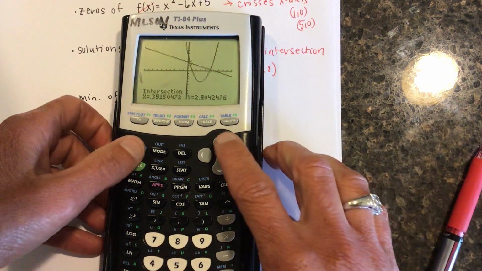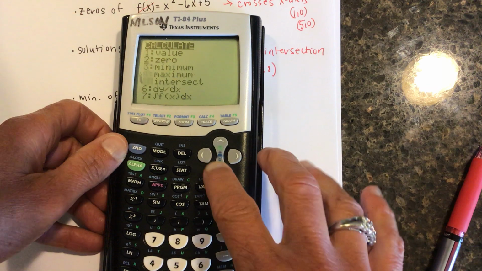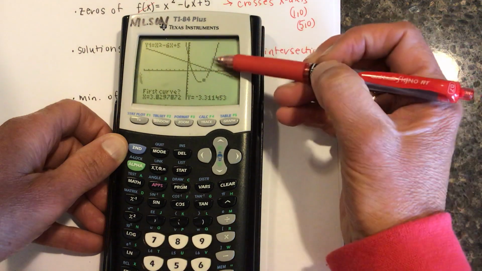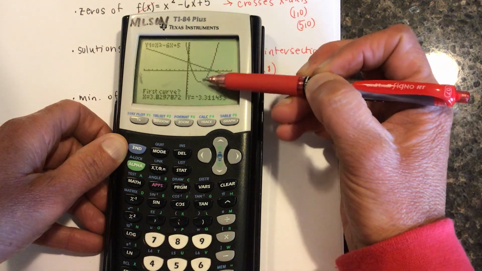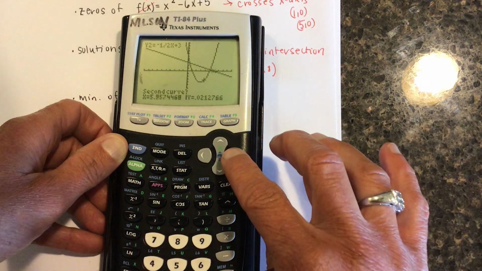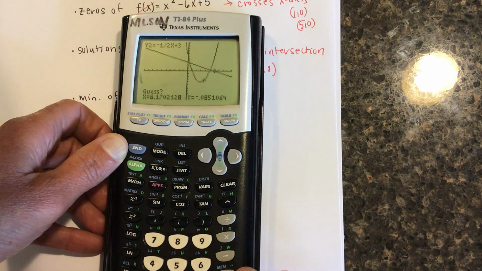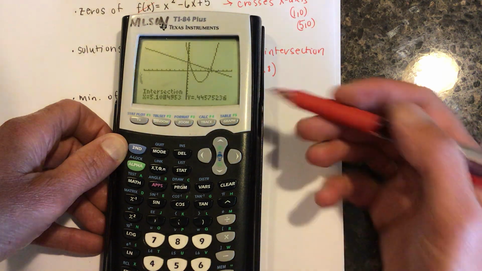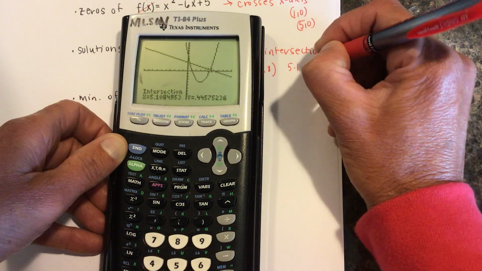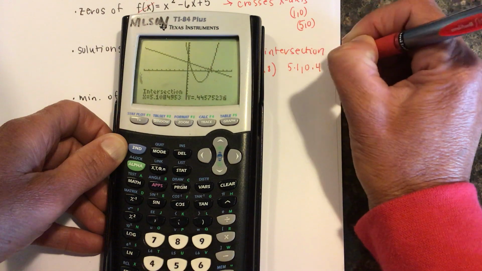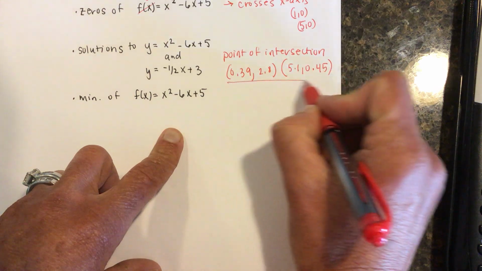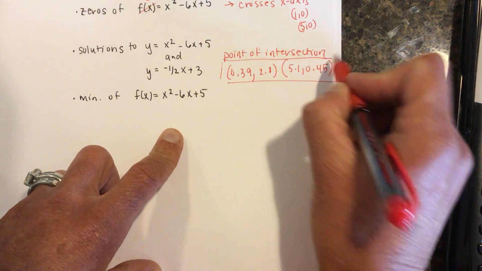My second point of intersection, I'm going to go second calculate again and down to intersect. And my first one, now my point is here, so I need to make sure I'm to the left here somewhere, anywhere over there. And then I just need to make sure I'm to the right here, anywhere over there. Hit enter again, and there's that point of intersection. So now I'm at 5.1 and 0.45, I'm going to call that. Those are my 2 points of intersection for these two functions.